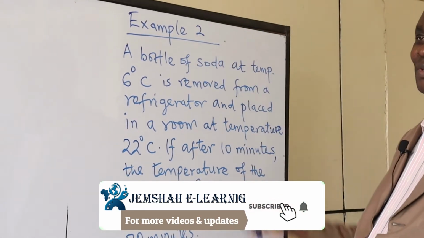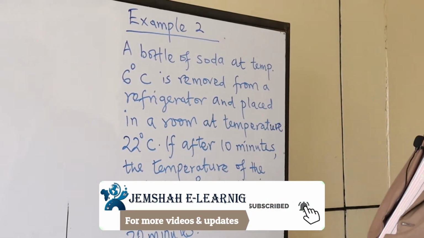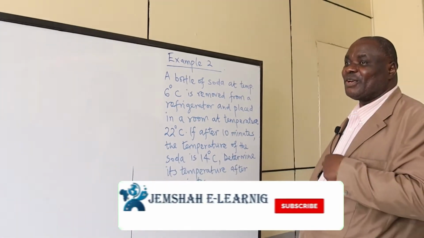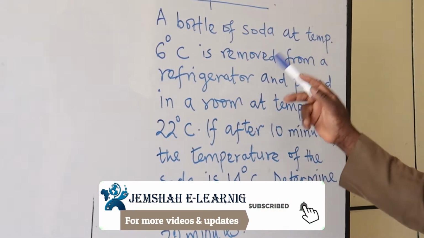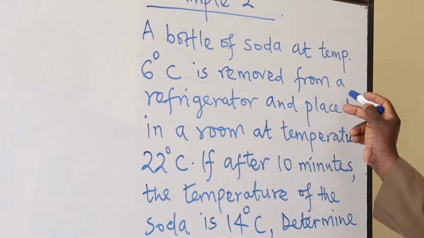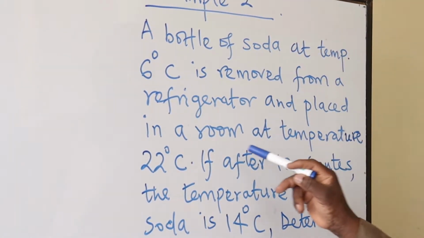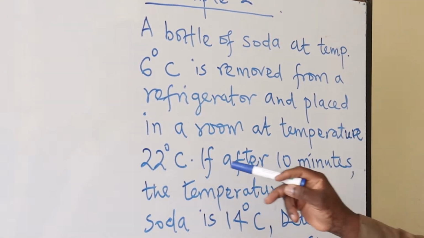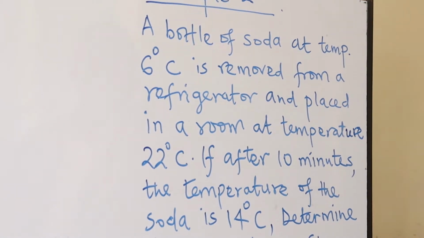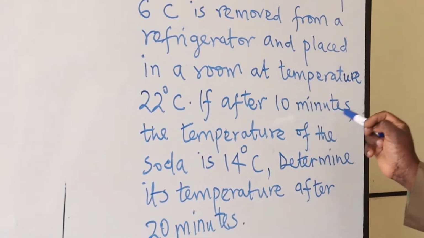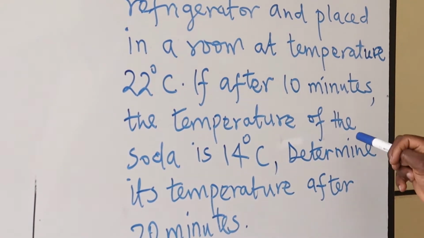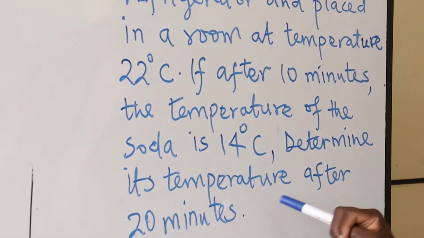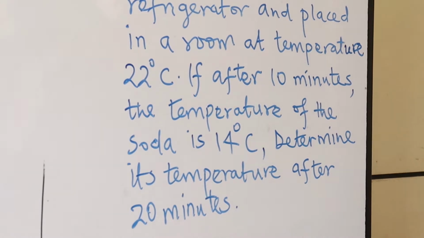This is example 2 of our application of differential equations. A bottle of soda at temperature 6 degrees Celsius is removed from a refrigerator and placed in a room at temperature 22 degrees Celsius. If after 10 minutes the temperature of the soda is 14 degrees Celsius, determine its temperature after 20 minutes.